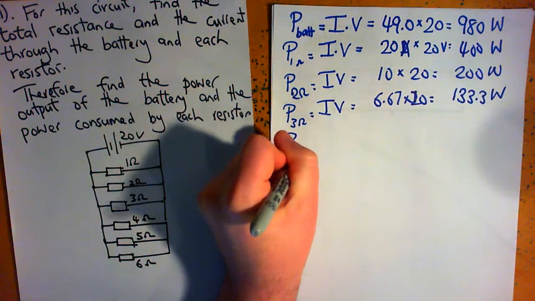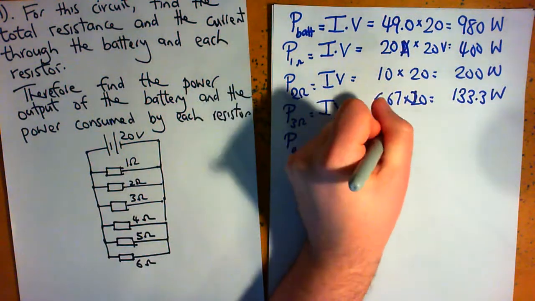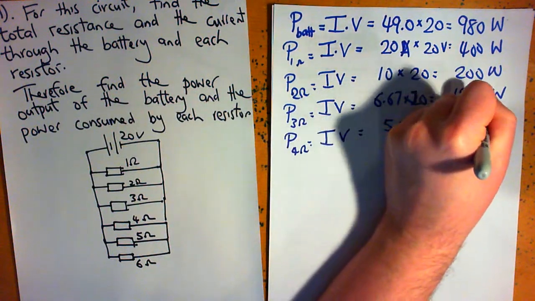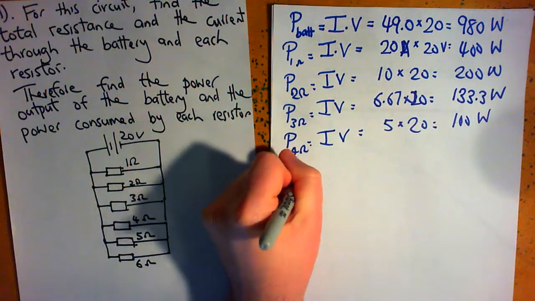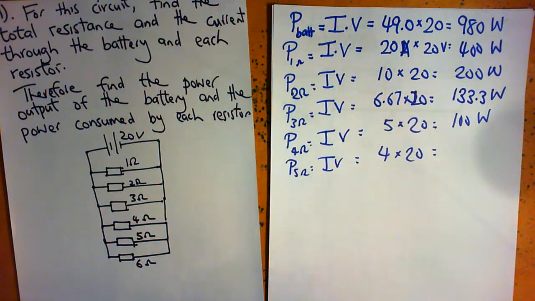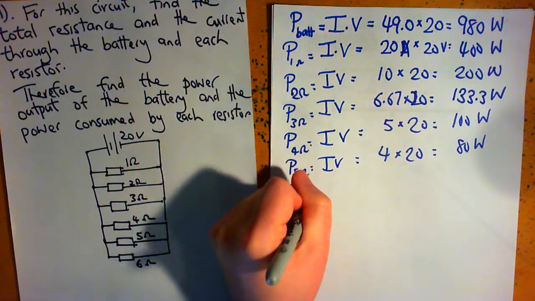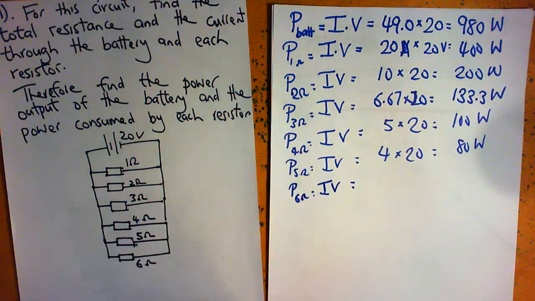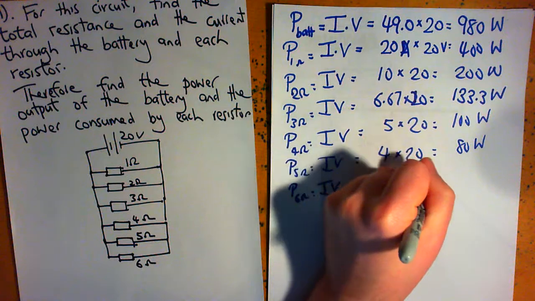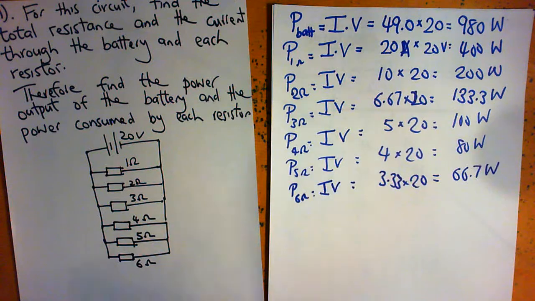The power across the 4 ohm resistor is IV. For the 4 ohm resistor, we found that it was 5 amps times 20, giving us 100 watts. For the 5 ohm resistor, it's IV. Current was 4 times 20, and that gives us 80 watts. And for the 6 ohm resistor, the current I worked out to be 3.33 multiplied by 20 volts, and we get 66.7 watts there.